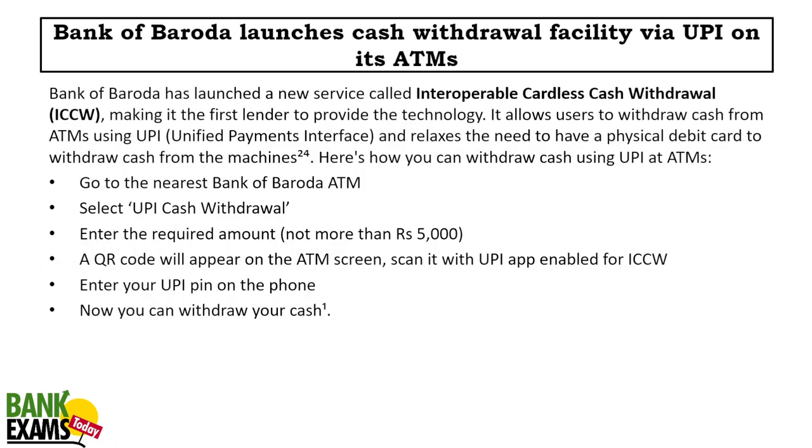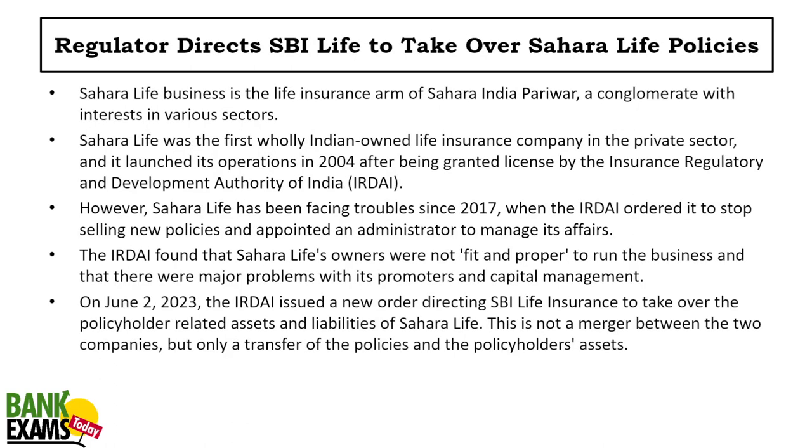Bank of Baroda launched its cash withdrawal facility via UPI on its ATM. Now you can go to a Bank of Baroda ATM, scan the QR code and withdraw the money using UPI, which is an amazing thing, okay? Maximum amount as of now is 5,000 rupees.